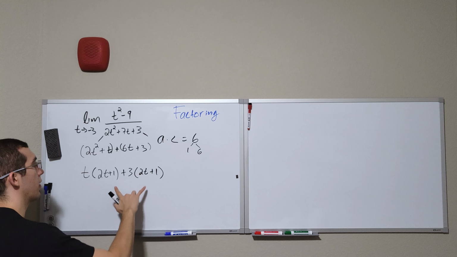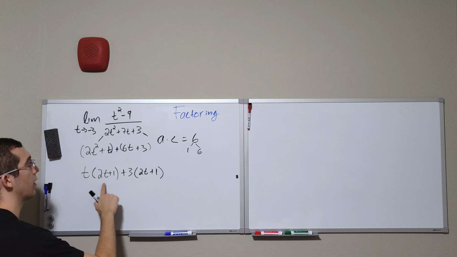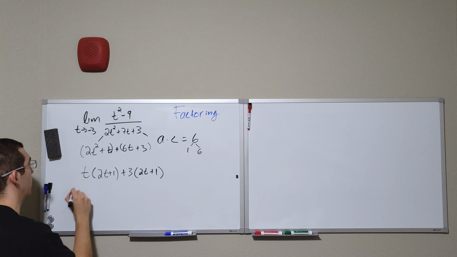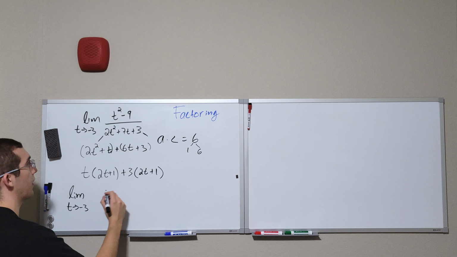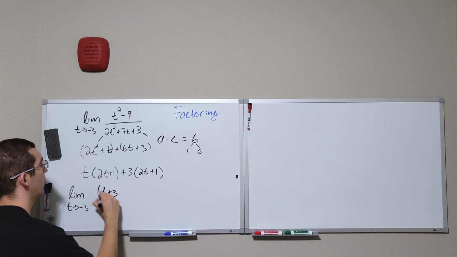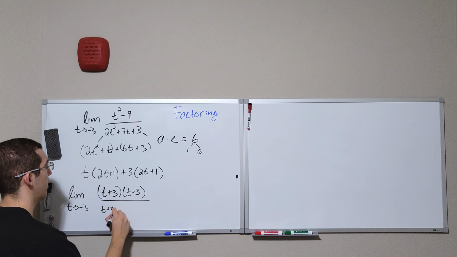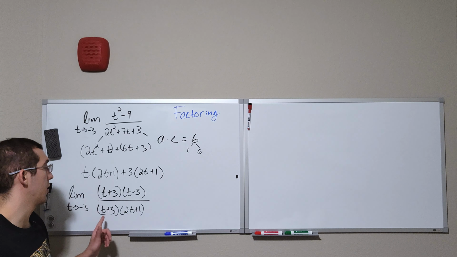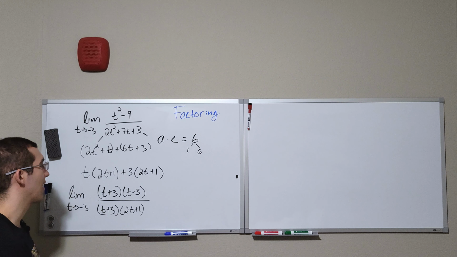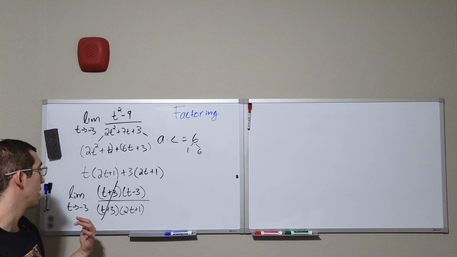Now you'll notice that the parentheses are the same, so my two factors can be written as t plus 3 and 2t plus 1. So I'm going to rewrite the whole limit really quickly. As t approaches negative 3, the numerator I'm going to factor out, so it's t plus 3 and t minus 3, and the denominator will be t plus 3 and 2t plus 1. Hopefully you'll see that this t plus 3 is a common factor, and I can easily cancel that out. So I'll just be left with the limit as t approaches negative 3 of t minus 3 over 2t plus 1.